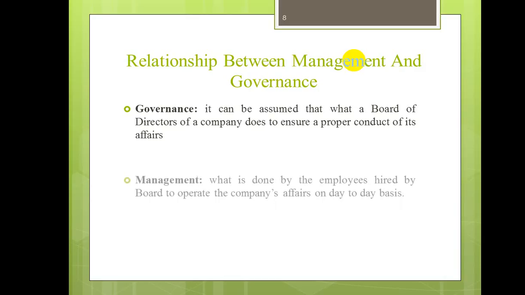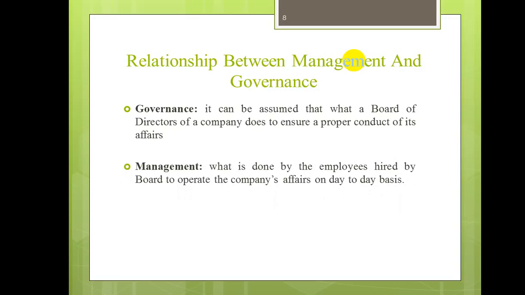Now the next one, management. Management is what is done by the employees hired by the board to operate the company's affairs on a day-to-day basis. Managers, or the management bodies, are appointed by the board of directors for the day-to-day operations and affairs.